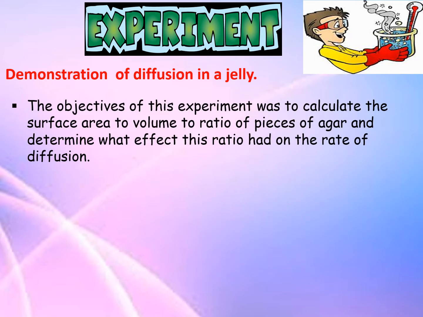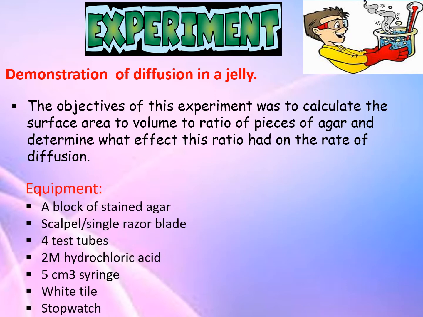The objectives of this experiment were to calculate the surface area to volume ratio of pieces of agar and determine what effect this ratio had on the rate of diffusion. Now children, we will see what things we need. A block of stained agar, a single razor blade, 4 test tubes, hydrochloric acid, a syringe, a white tile and a stopwatch.